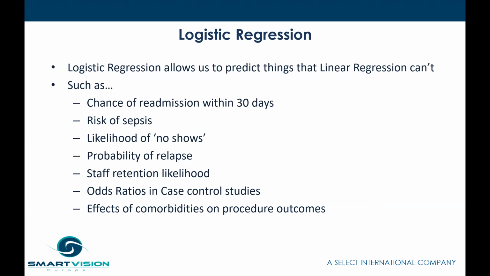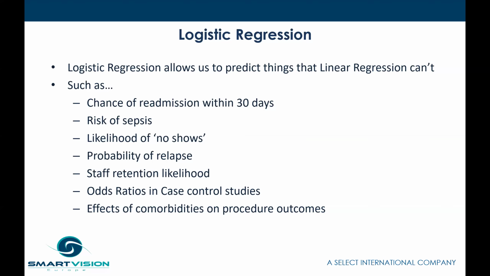It is more abstract. It's abstract because here we're not trying to predict a continuous outcome. We're trying to predict a category outcome. We're trying to predict whether or not somebody is readmitted to hospital within 30 days. We're trying to predict whether or not somebody has sepsis. We're trying to predict the likelihood of no-shows at an appointment. We're trying to predict the probability of a relapse or staff retention likelihood, whether or not somebody remains, or odds ratios you could use.